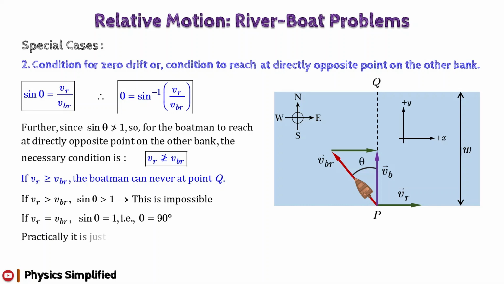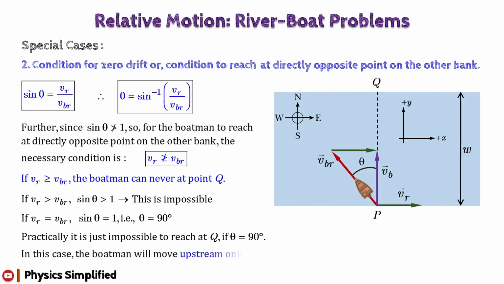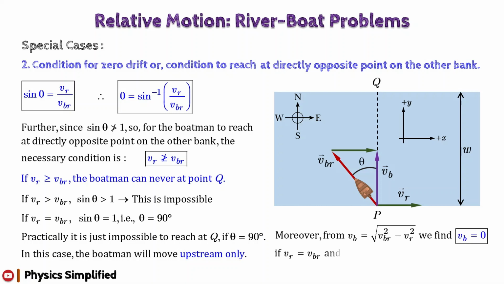Practically, it is not possible for the boatman to cross the river and reach point Q corresponding to theta equal to 90 degrees. Why? Because, from the figure we find that, in this case, the boatman will move only upstream. Moreover, if we put v_r equal to v_br, and theta equal to 90 degrees, in the expression of the magnitude of the absolute velocity of the boatman, it becomes 0. So, from the above discussion it is clear that, to cross the river and directly reach the opposite bank point, the magnitude of the absolute velocity of the river must be less than the magnitude of the velocity of the boatman relative to the river.